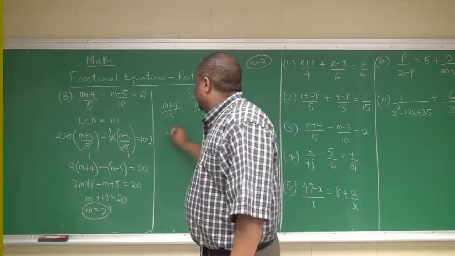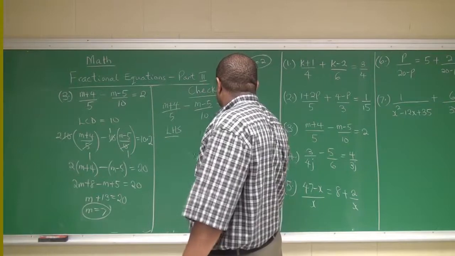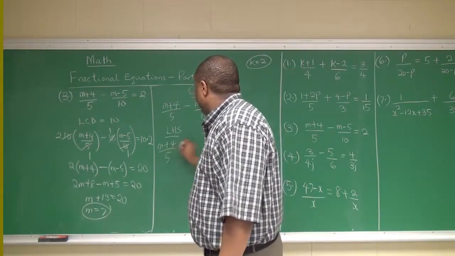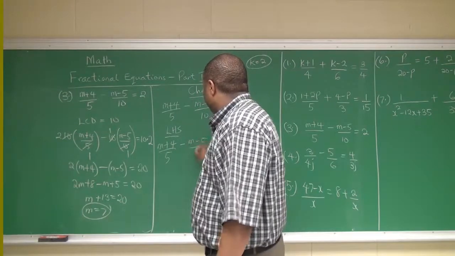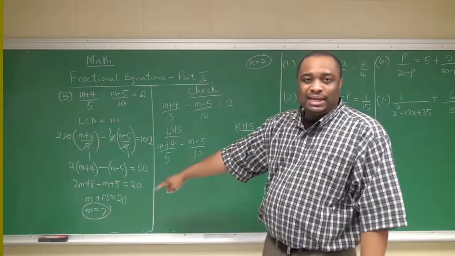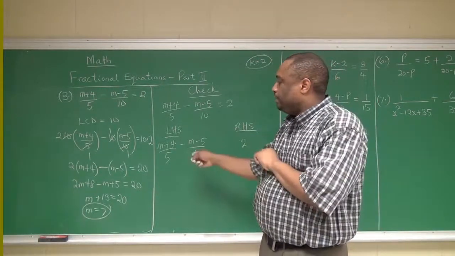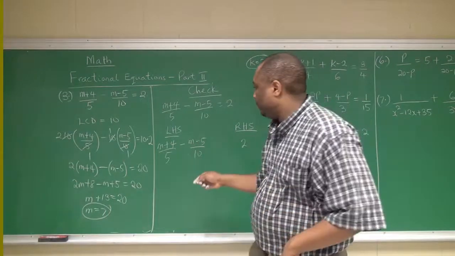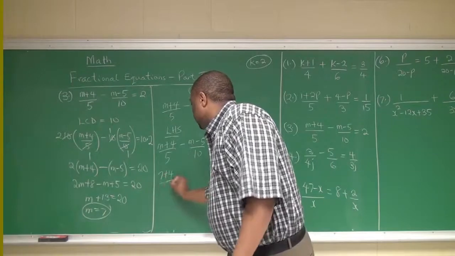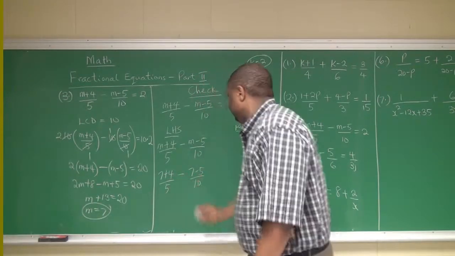So we have our left-hand side here, and we have our right-hand side. Our left-hand side is what? (m + 4)/5 minus (m − 5)/10. Our right-hand side is 2. What did we get as our m? We got m to be 7. So we substitute for m on the left-hand side. This will now be (7 + 4)/5 minus (7 − 5)/10.